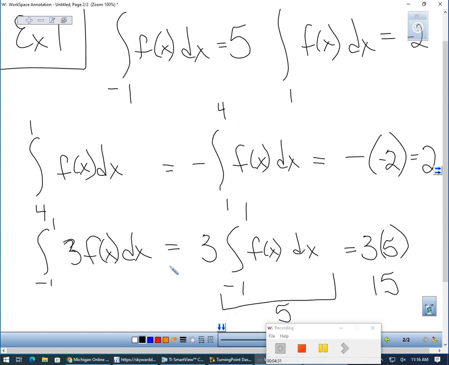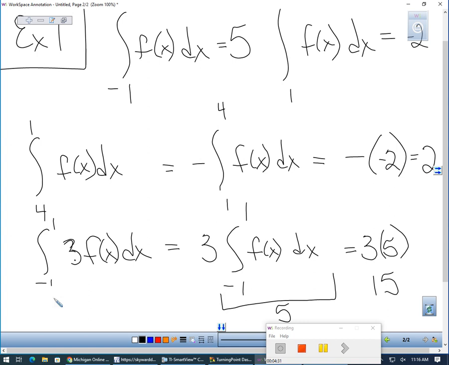Oh, so you just kind of pulled it out to the front. Yeah, that's a rule we can do. You just rolled the 3 down. Yeah, well, the 3 was in here to begin with. But why wasn't it in this first one?